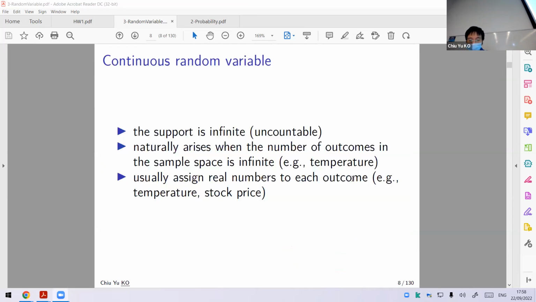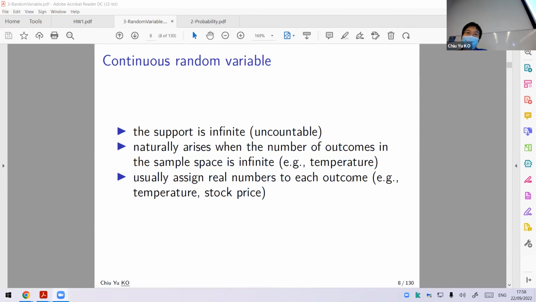And when you have a continuous random variable, that means the support is infinite. That is very natural. When you talk about outcomes, there are actually a lot of possible outcomes, infinite, like temperature. When you try to measure it, it is continuous.